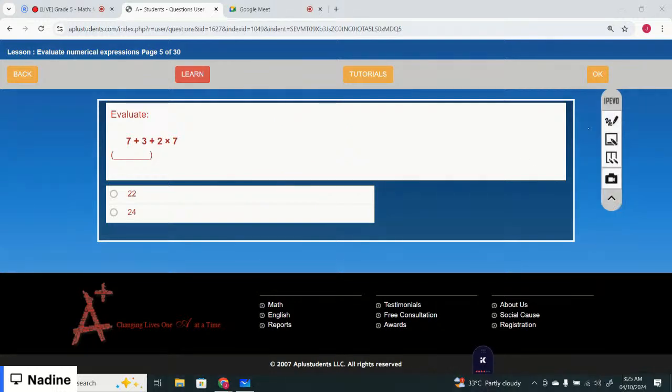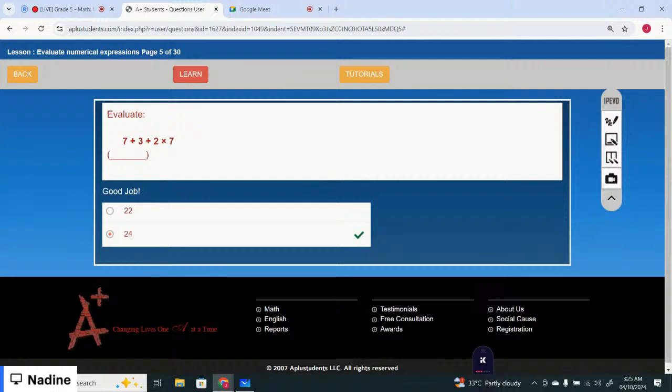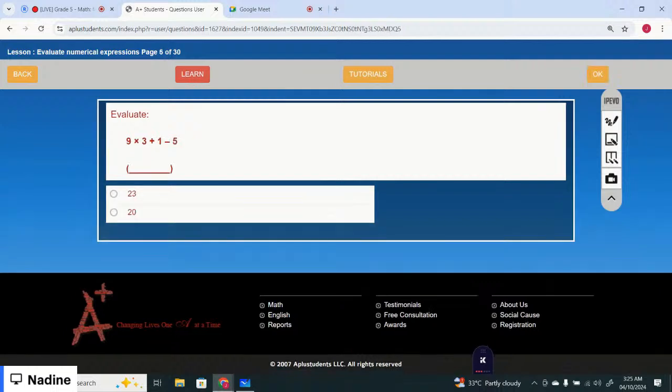Now you can solve the question and write the answer in the chat box. Use your notebook and pencil. Solve the question and write the answers in the chat box. Let's see who is going to do the question first. 9 times 3 plus 1 minus 5. Which is the correct option?